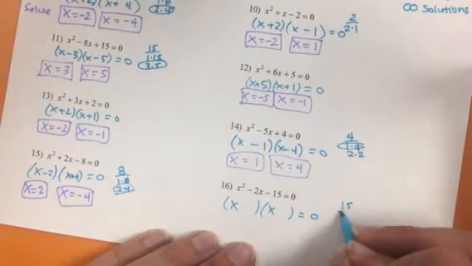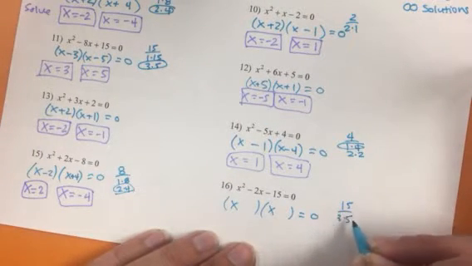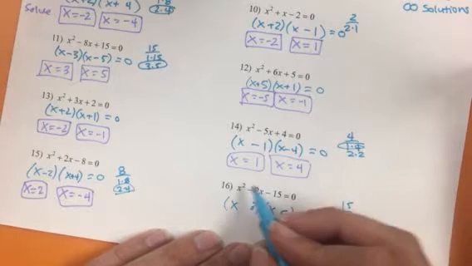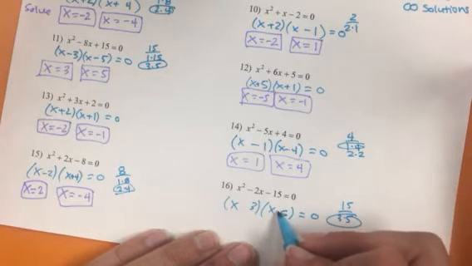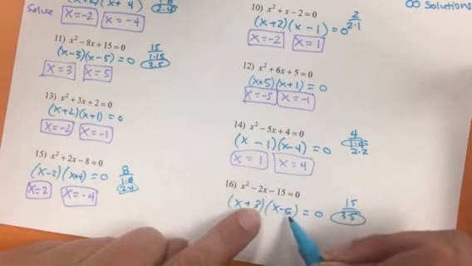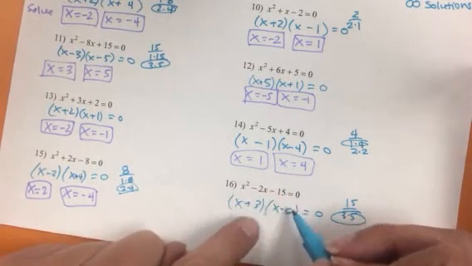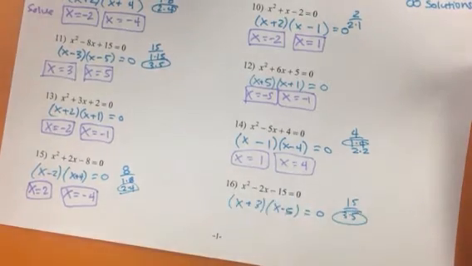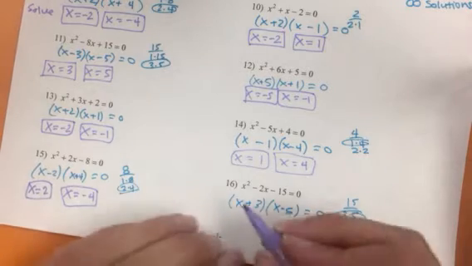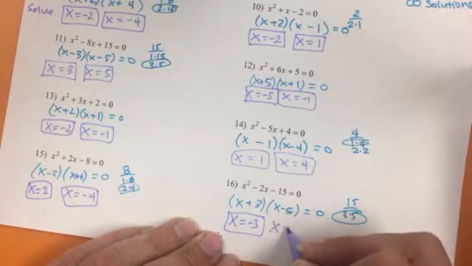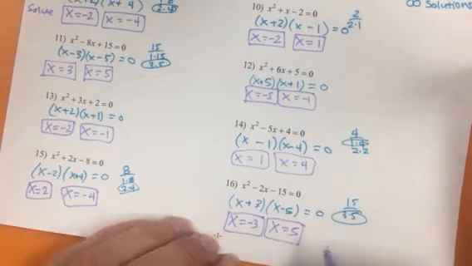The multiples of 15, 3 times 5. Hey, that'll give me a 2. 3 and 5, it's a negative 2, which means the biggest number is negative. X times x is x squared. 3 times negative 5 is negative 15. Add them together, negative 5 plus 3 is negative 2. That means my factors are correct. X equals negative 3, x equals positive 5 for my solutions.